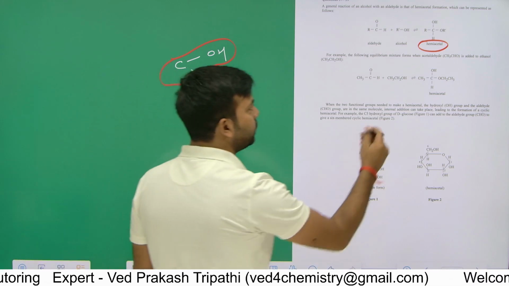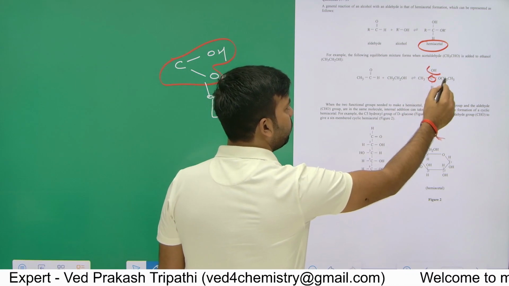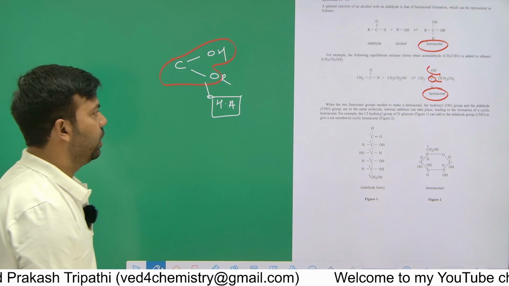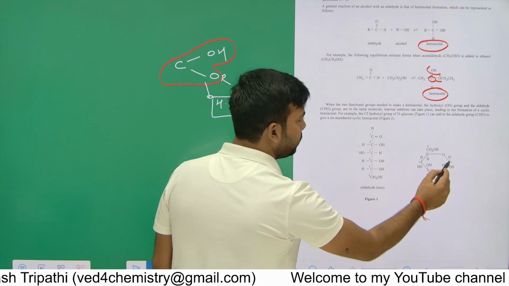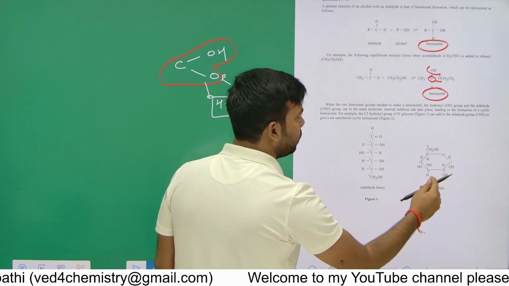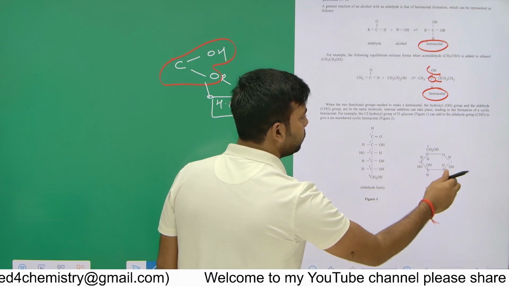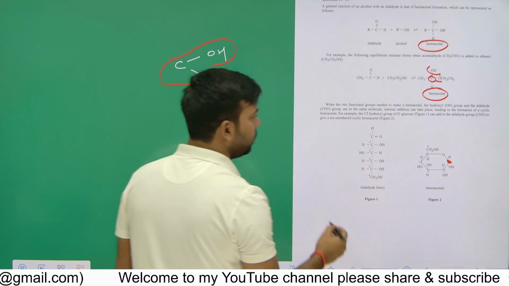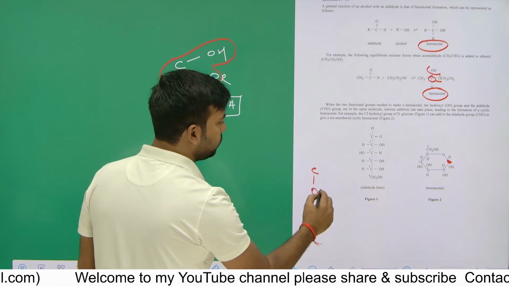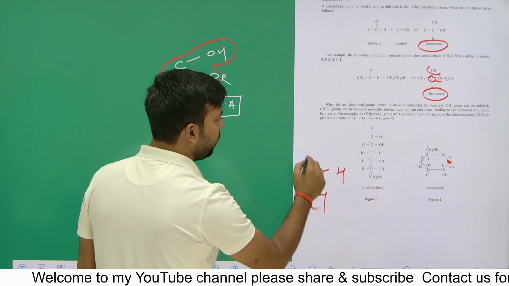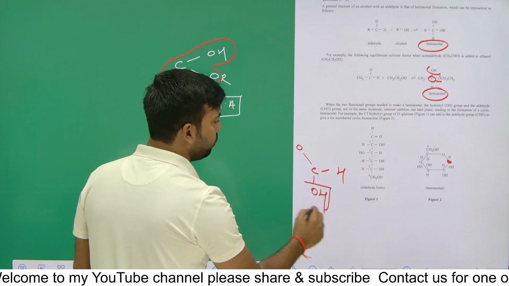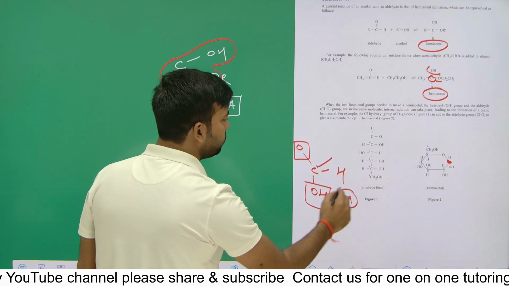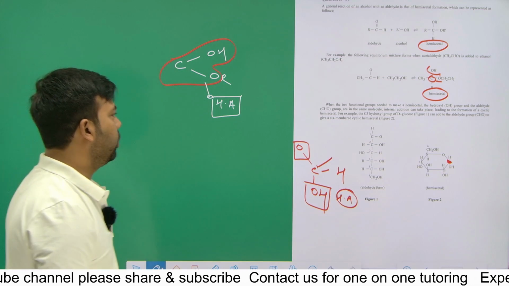Here you can see this carbon, one is OH, one is O again. So this is also a hemiacetal. And in this structure, this is the carbon, this carbon has an OH, a hydrogen and an O as well. So one OH, one O, this particular carbon is a hemiacetal. Clear? Now move to the next question.